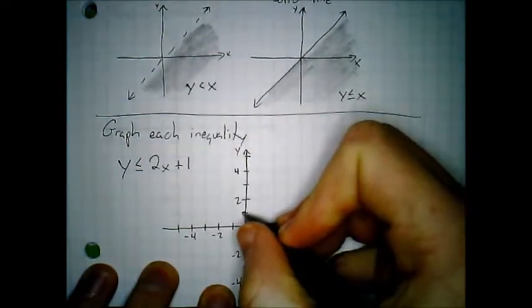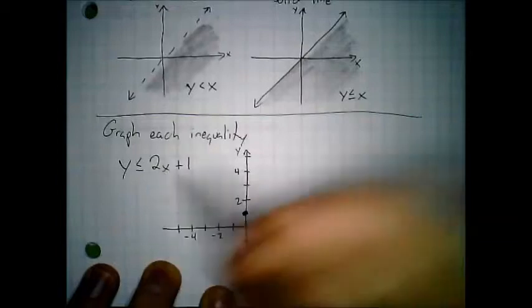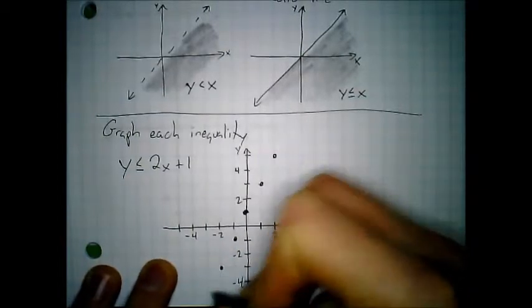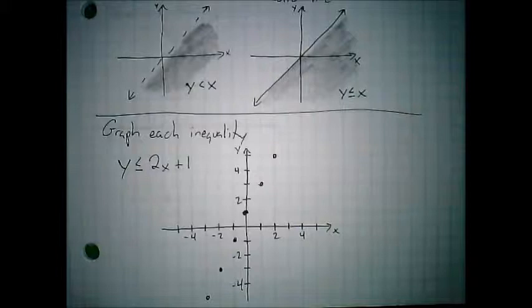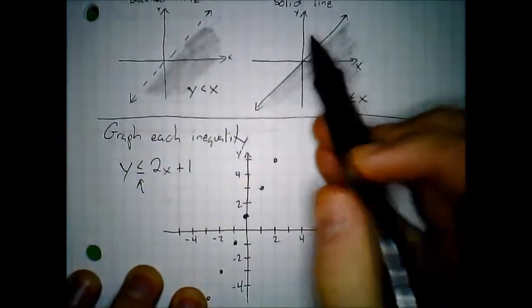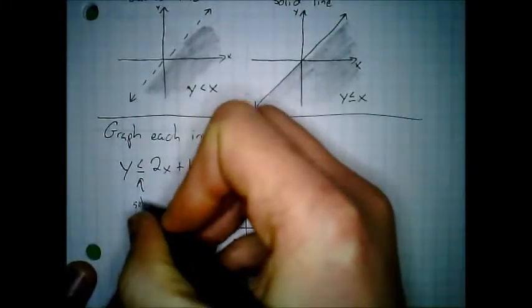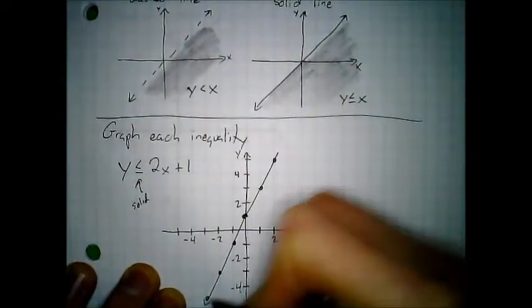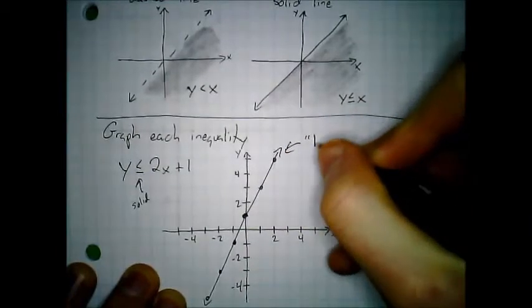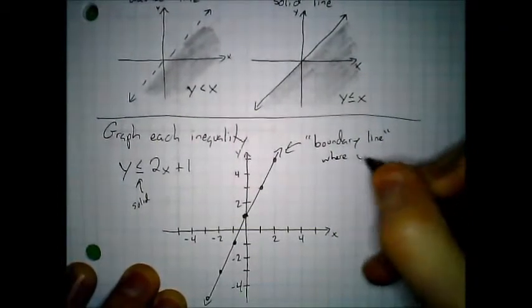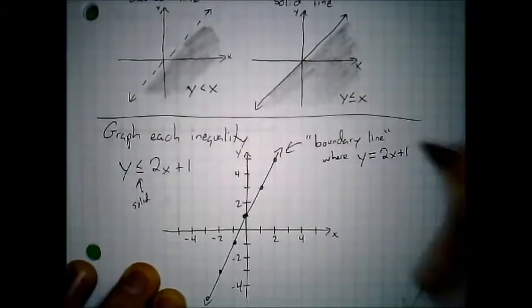Our y-intercept is 1. Then what's our slope? 2. So we go up 2 over 1, up 2 over 1, and we just graph this line. Now we put the points in to graph this line. The thing that's different here is we need to ask ourselves, is this going to be solid or dashed? So we look at our inequality. This is or equals to, so we look back up here, or equals to means we had our solid line. Which means we draw a solid line through these points. Again, this is called our boundary line. This is where y equals 2x plus 1.